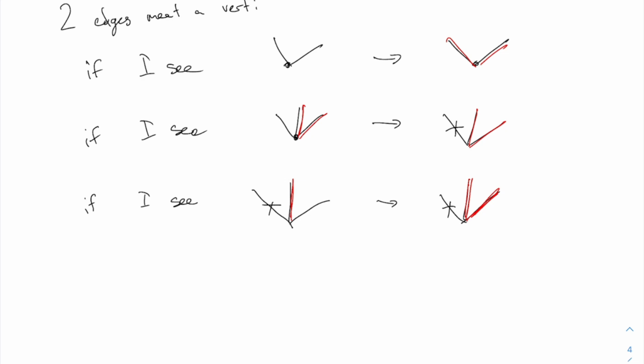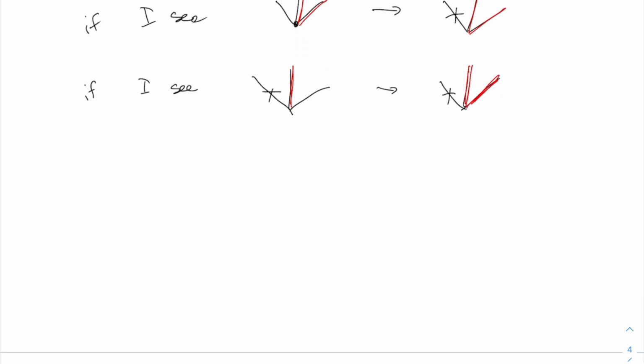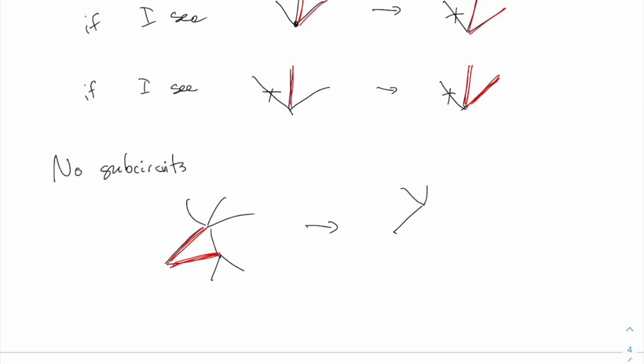And then the thing about the subcircuits is a little simpler. No subcircuits. So the way you would use that one is more like, if I see something like this, where these two edges have already been chosen, it means you cannot use this one here, which would make a subcircuit connecting them. So this one, can I redraw that little diagram again?